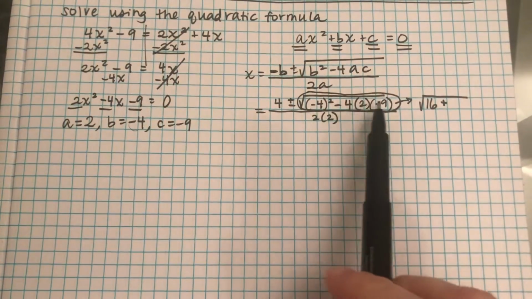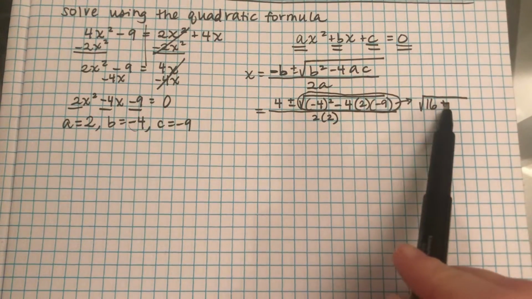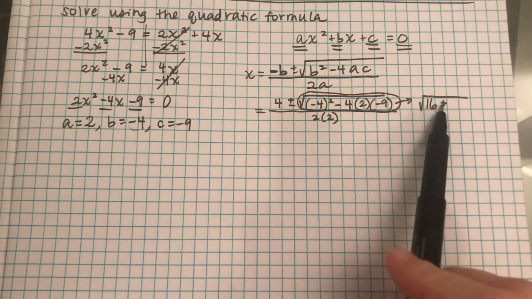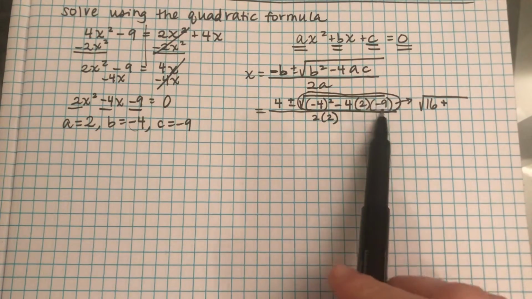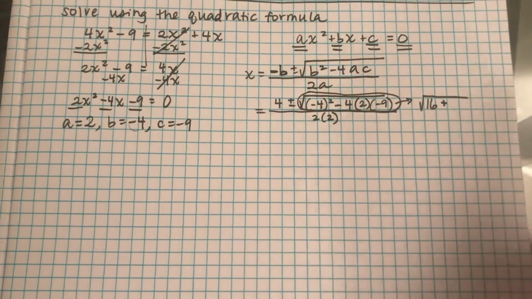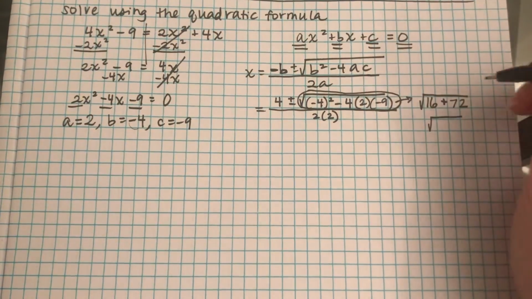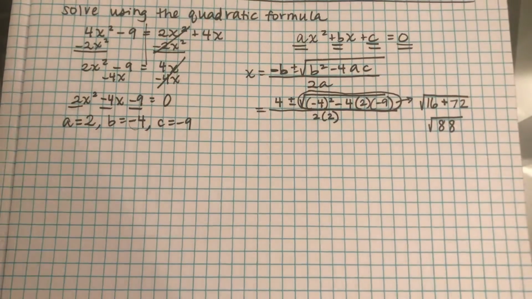Just count how many minus signs you have. Remember, if there is an odd number of minus signs, you'll have a negative answer. If there's an even number of minus signs, you'll have a positive answer. So now I have 4 times 2 times 9, so 8 times 9 is 72. Let's see, 16 plus 72 is 88. Yes, hopefully. Cool.